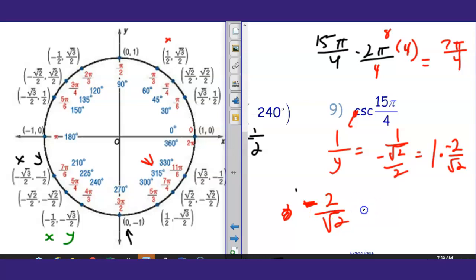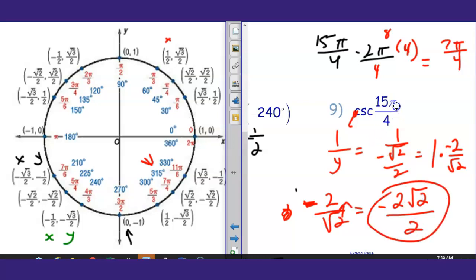And how we rationalize that is move the radical to the top, keep the number from the radical at the bottom. All right, move the radical to the top, keep the number from the radical at the bottom. So cosecant of 15 pi over 4, which is coterminal to 7 pi over 4, is negative 2 radical 2 over 2.